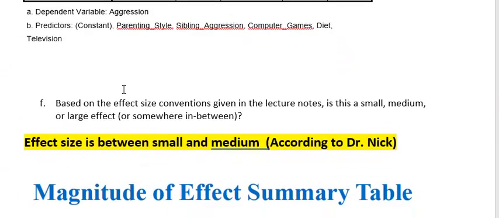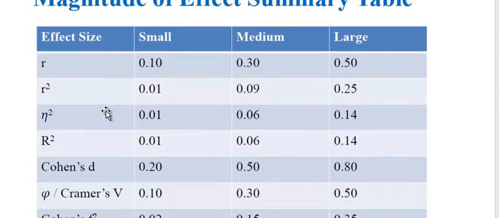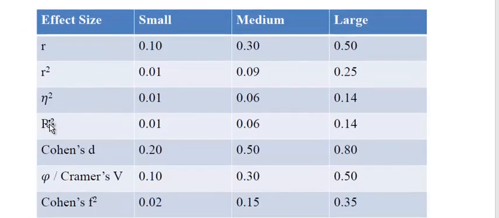Oh, no, wait. Based on the effect size conventions given in the lecture notes, is this a small, medium, or large effect size? So he's got a different, his numbers are a little bit different than mine. So since we use R squared, because it was 0.083, I'm going to call it between medium and large effect size. So in other words, it is a believable model.